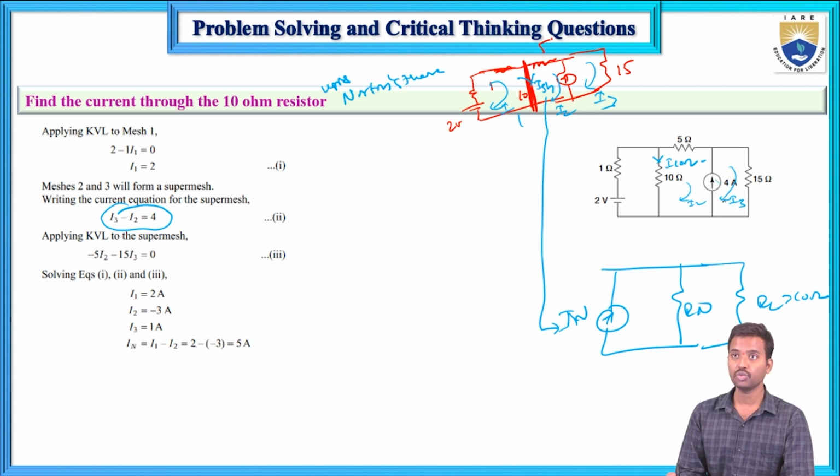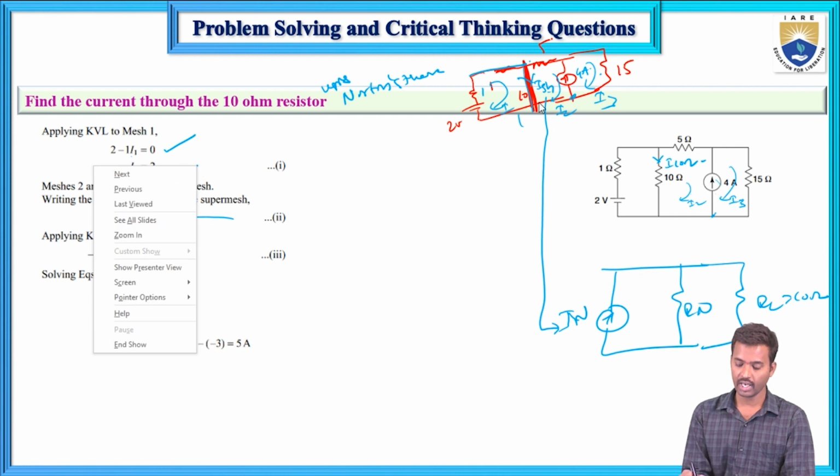Because of the I3 current and this 4 amps, if you apply KCL it will also be satisfied. Sum of entering currents equals sum of leaving currents, or this I3 current direction and this 4 amps current are the same. So I3 minus I2 equals 4 amperes. This is important. Next, the second case, this is short circuited. 2 minus I1, 1 times I1 equals 0. This is if you apply KVL in mesh 1. So I1 equals 2.